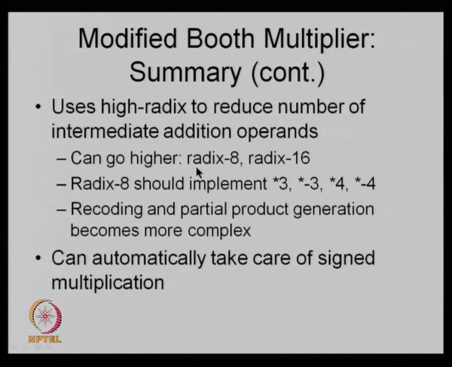Use a higher radix to reduce the number of intermediate addition operands. You can go higher, you can have radix of 8, radix of 16. Of course, you will have to implement 3, minus 3, 4, minus 4, a large number of such operations to be performed, but it will be more accurate and sometimes much faster. Recoding and partial product generation become more complex then. Of course, it can automatically take care of sign multiplication. A typical Booth multiplier is shown here, but before I go on, I will show you the example I was just talking about.